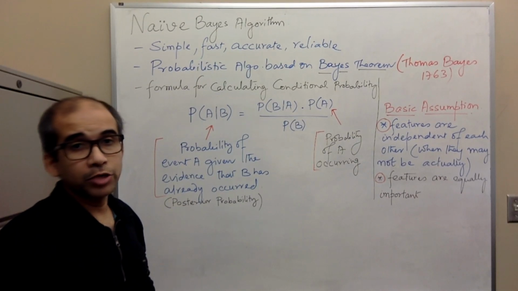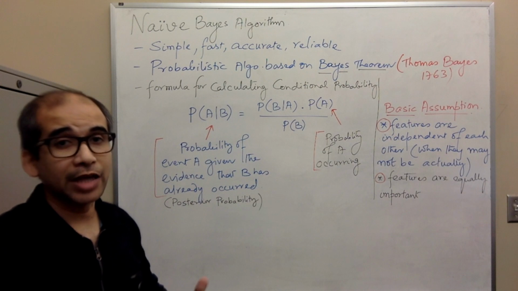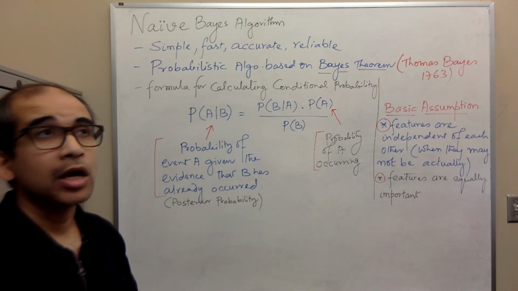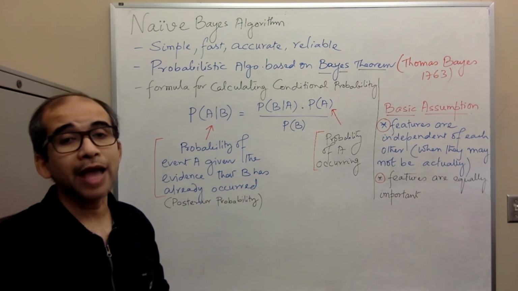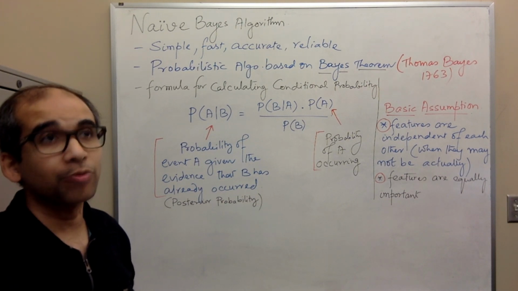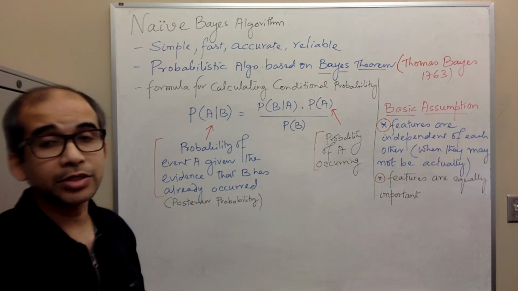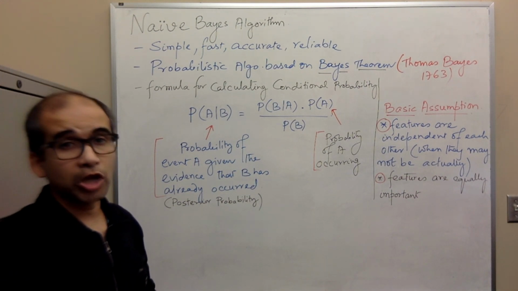In this video, we'll talk about the naive Bayes algorithm. Also, we'll say why it's called naive, which is very important. But we want to tell that this is an algorithm based on a formula which has been there for a very long time, called the Bayes' theorem, which is about conditional probability.